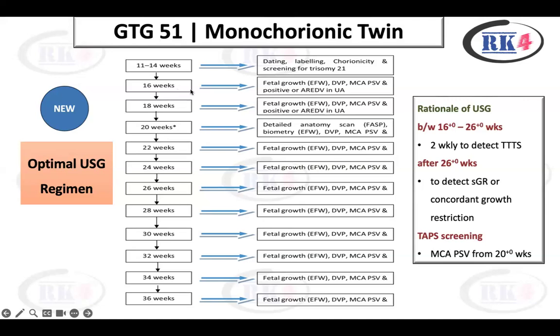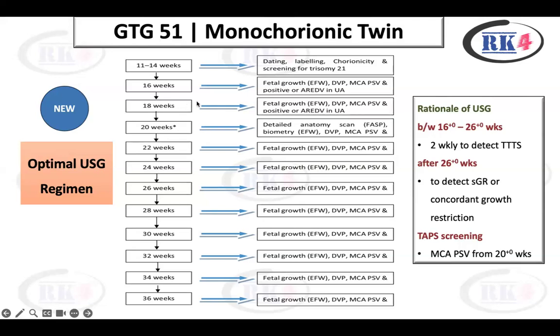Between 16 plus 0 to 20 plus 0 weeks, we do a 2-weekly scan to detect twin-twin transfusion syndrome, TTTS. TTTS is rare after 26 weeks, so the window of opportunity is before 26 weeks. That is why we start fortnightly scans from 16 weeks. And we are doing this MCA PSV from 20 weeks onwards because we want to screen for TAPS. This is the new addition: twin anemia polycythemia sequence is checked.